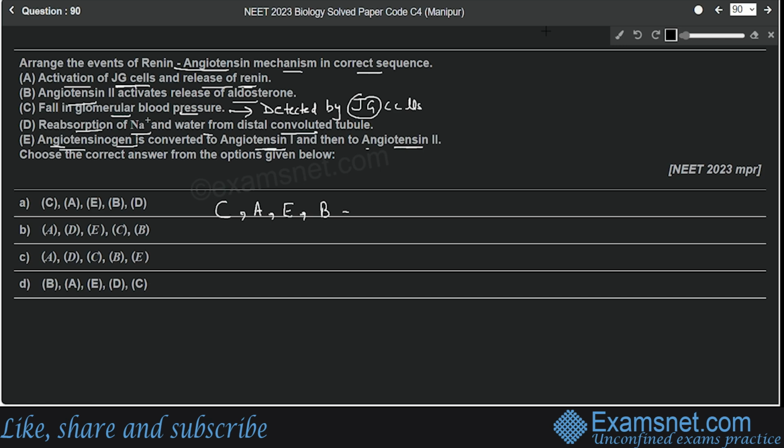Then the last step will be D. Reabsorption of sodium ion and water from distal convoluted tubule. So the correct sequence will be the first one. Option A will be the correct answer.